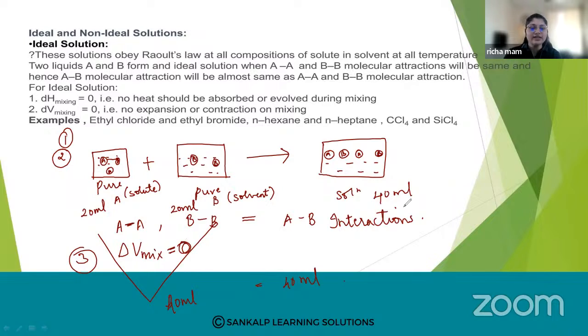Next is delta H mix equals 0. It means the heat absorbed will be equal to the heat evolved, so there won't be any additional heat required. So you can see here, for ideal solutions, delta H mixing will be equal to 0. That is, no heat should be absorbed or evolved during the mixing.